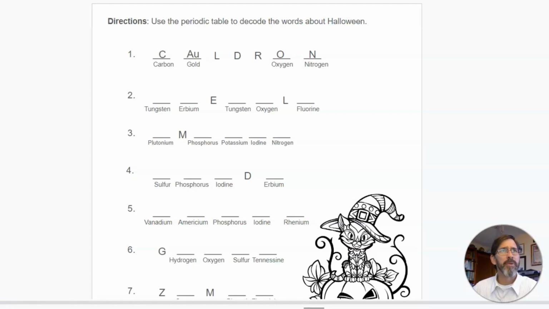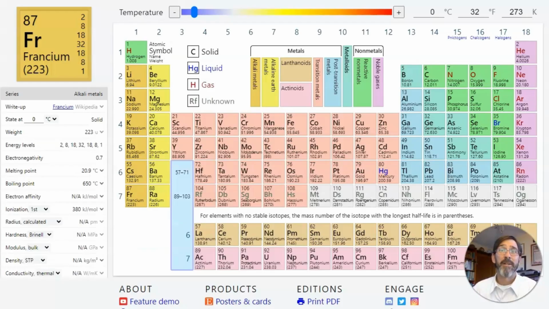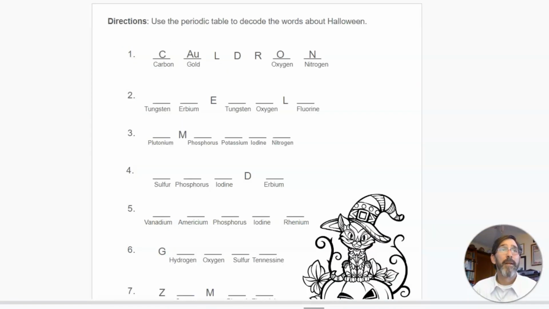Moving on to number 2, the first element to find is tungsten. Tungsten can be a little tricky because it's actually number 74, right in the middle of the transition metals. Capital letter W is the symbol. Above tungsten, go ahead and start number 2 with a capital W.